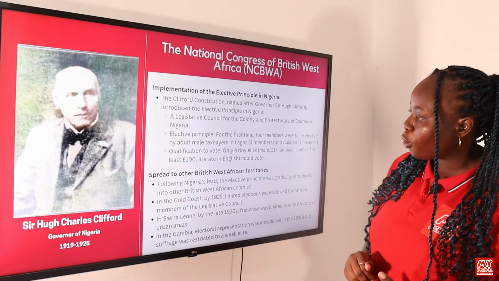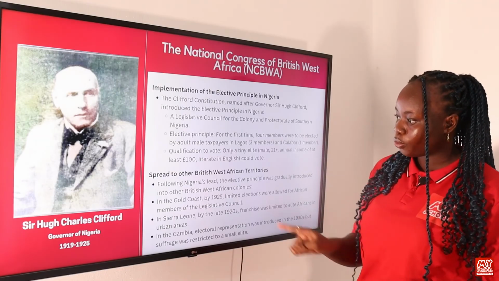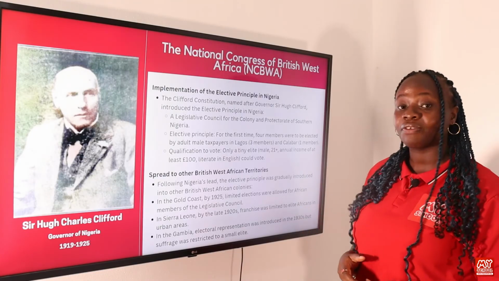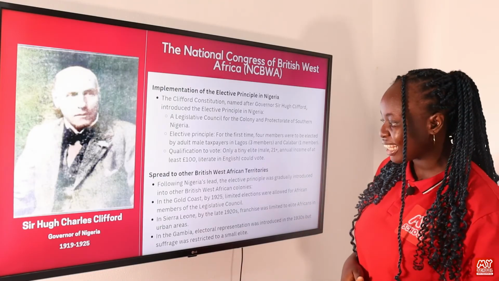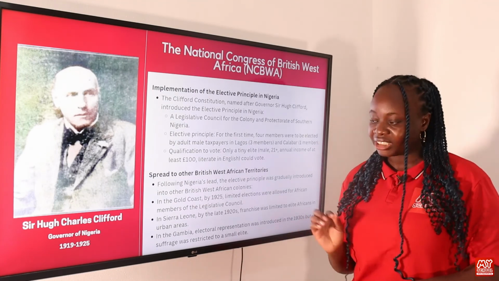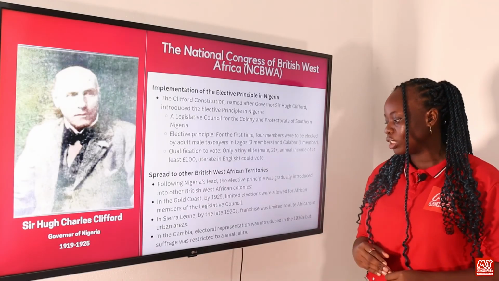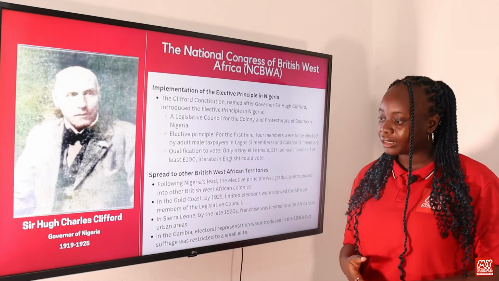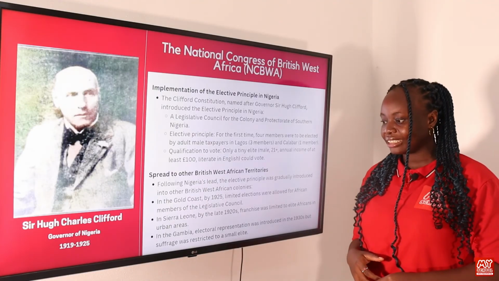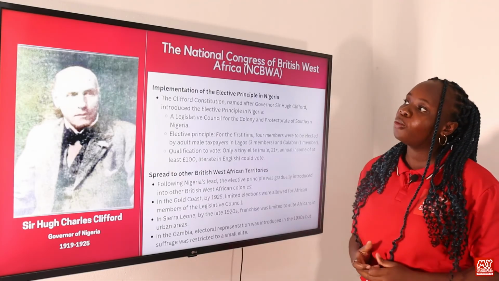Then there was the spread of the elective principle to other British West African territories. Following Nigeria's lead, the elective principle was gradually introduced into other British West African colonies. In the Gold Coast, by 1925, limited elections were allowed for African members of the Legislative Council. In Sierra Leone, by the late 1920s, franchise was limited to elite Africans in urban areas. And in the Gambia, electoral representation was introduced in the 1930s, but suffrage was restricted to a small elite. Now let's move on to the next slide.